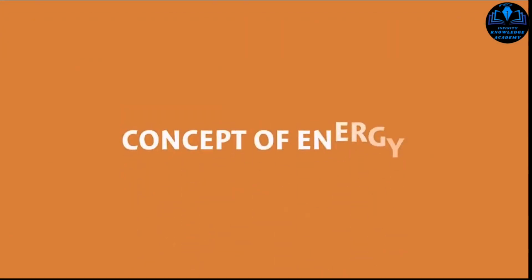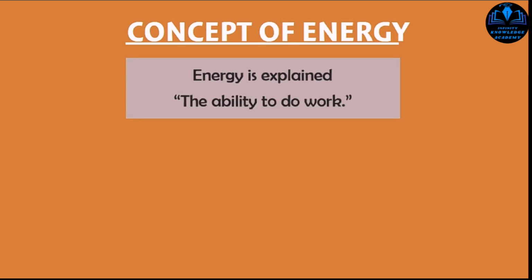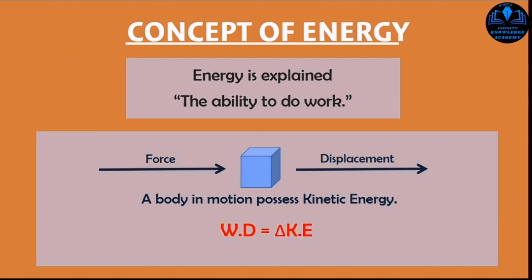Now let me teach you about the concept of energy. Energy is explained as the ability to do work or the capacity to do work. As we learn that when we do some sort of work on an object, we displace the object from its mean or rest position. Or we can also say that when we do some sort of work on an object, the work produces motion in an object. We already know that a body in motion possesses kinetic energy. Hence, we can say that when we do some sort of work on an object, it changes the kinetic energy of an object. Simply remember that work changes the energy of an object.